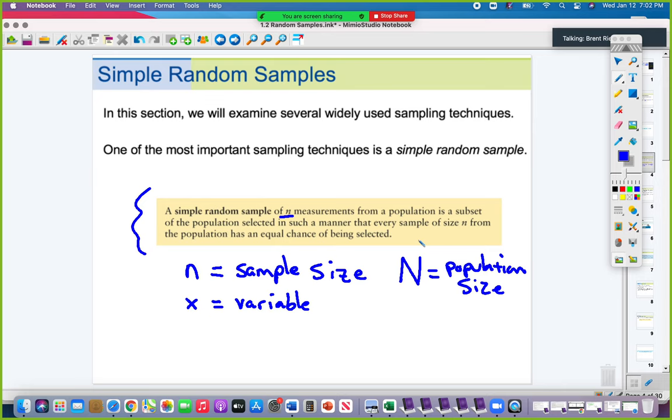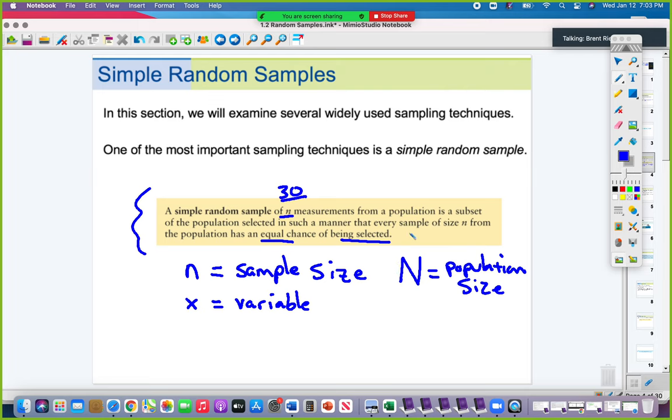Simple random just takes it one step further, okay? And we're not quite ready to dive into that yet, but basically what this says is, if you can imagine the population, all the people in Virginia, their names are on pieces of paper put in a hat. So millions of names are in the hat. The idea is that every group of, say, 30, let's say the sample size that we want is 30, every group of 30 names has an equal chance of being selected.